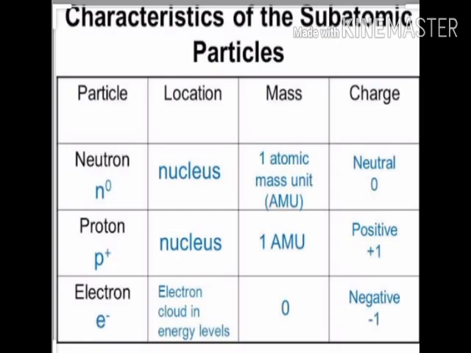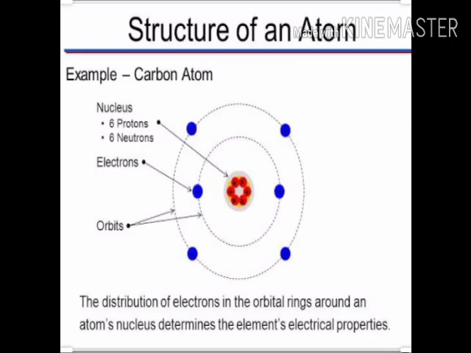These are the characteristics of some atomic particles. Neutron is there in the nucleus. Mass 1 atomic mass unit, and it is neutral. Proton also lies in the nucleus. Mass is almost equivalent to 1 mu. It has a positive charge. Electron revolves around the nucleus in various energy levels. Its charge is negative. This is the structure of an atom.